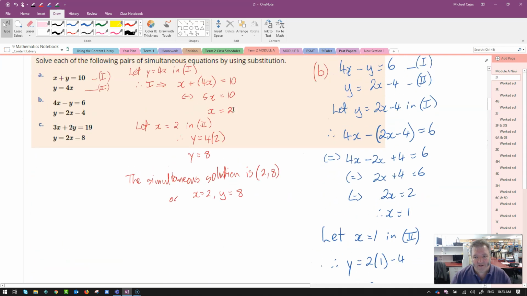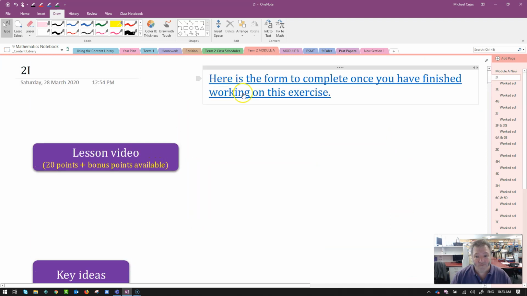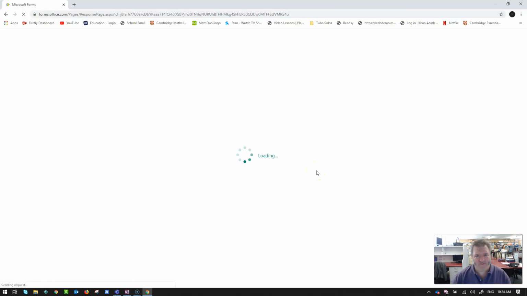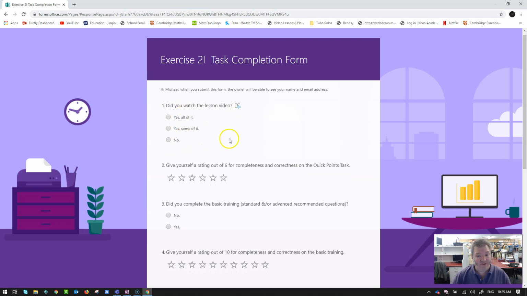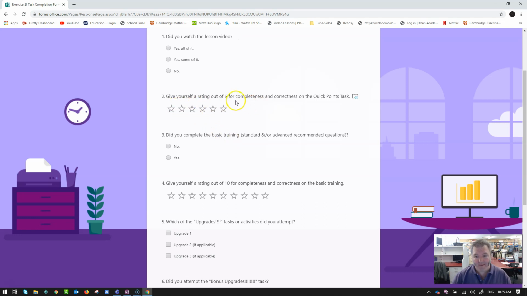Remember, once you've finished it, including some of the challenges down the bottom, please record your performance. So you can click on that form. I'll just show you for the first time through what happens when we click. So once you've finished the work for the day, now of course you might want to do some of it tomorrow. If you don't have maths tomorrow, you might want to break it up and do a little bit each day. You might want to work ahead and do it early, that's fine. Yes, I watched all of it, or some of the video, or you didn't watch any of it. Hopefully you did watch some. Rating out of 6 for the quick points. So that's the little start of the 6 questions. It won't always be 6 questions, but just how you think you went. The answers are there for you to check, so that's fine.